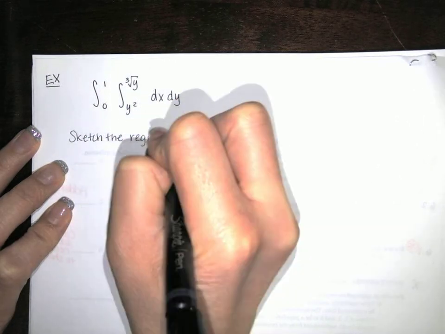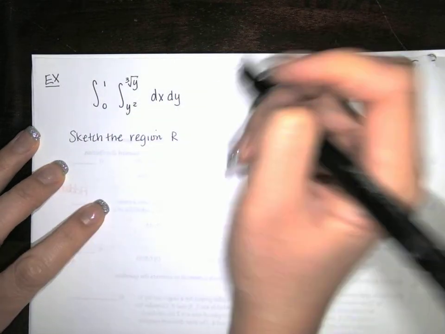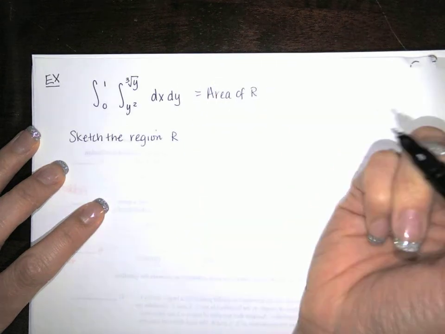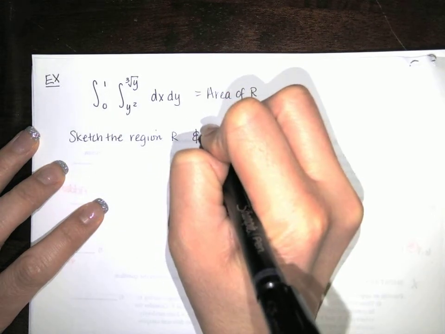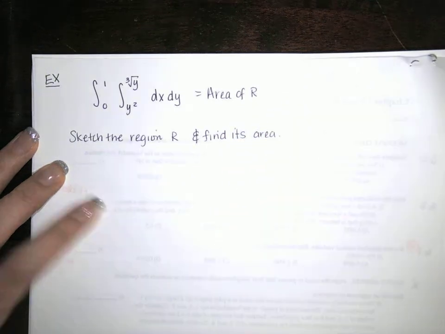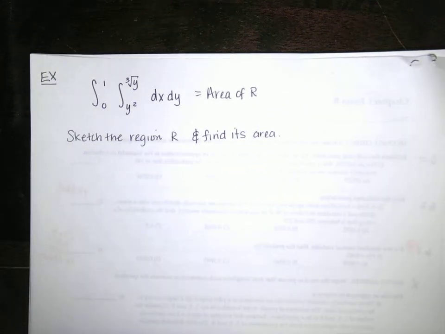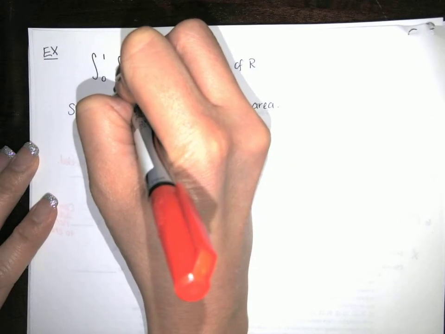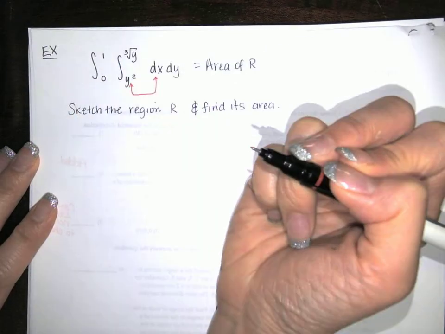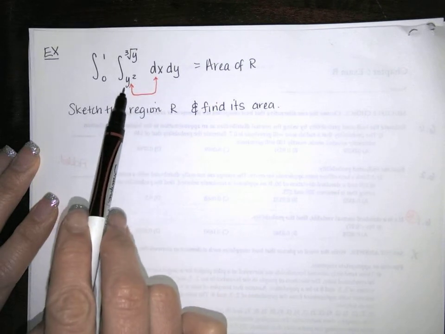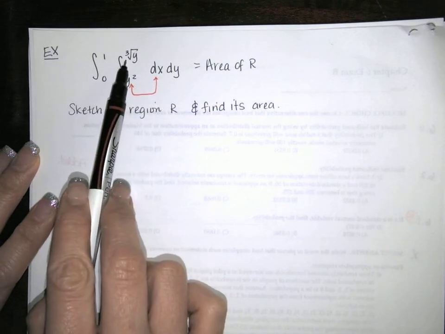So this is the area of a region R. We're asked to sketch the region R and then find its area. We can easily find its area right now, but sketching it, let's do that first. Now, these innermost bounds go with the innermost variable, and they tell us x starts at y squared and ends at the cube root of y.